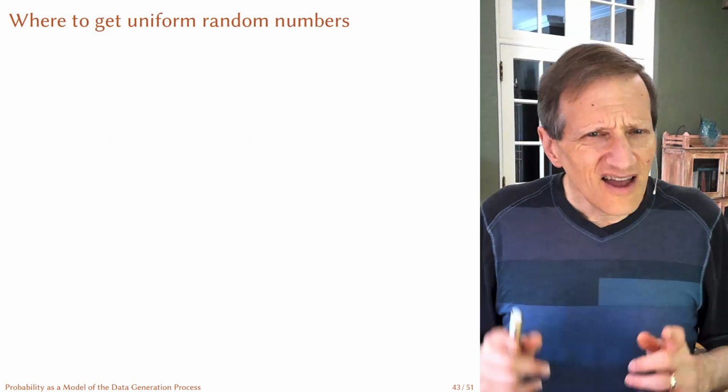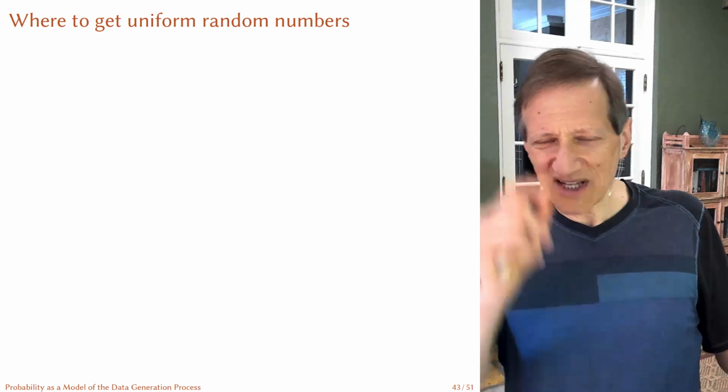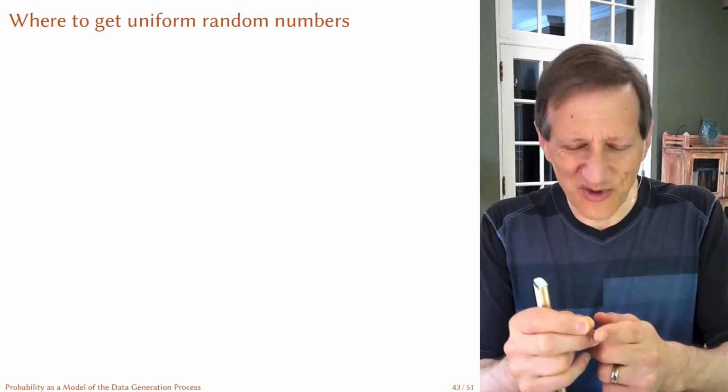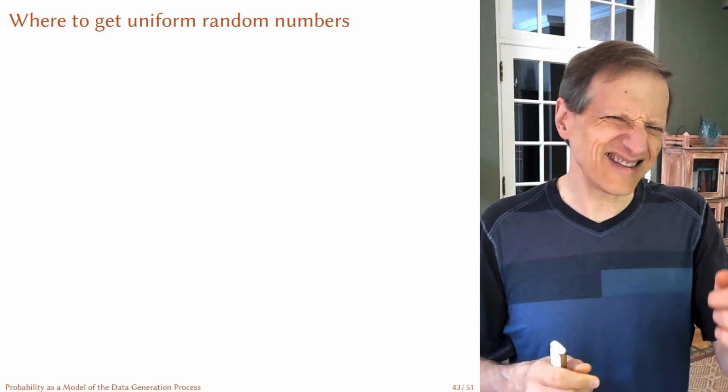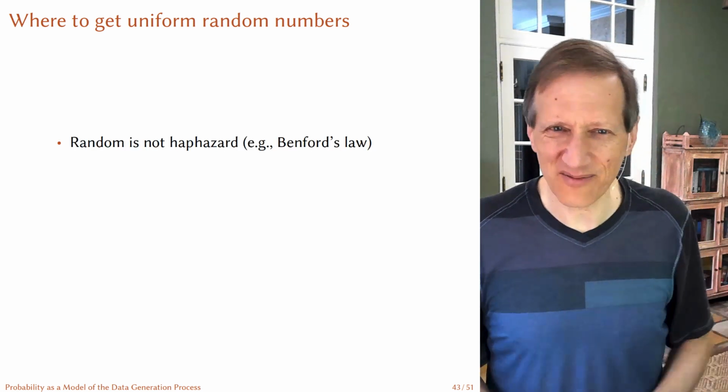Okay. Let's pause here because at the beginning of this chain, right, to get the binomial, we use the Bernoulli. To get the Bernoulli, we use the uniform. To get the uniform, we used RUNIF. Where the heck did that come from? Where do you get uniform random numbers from?